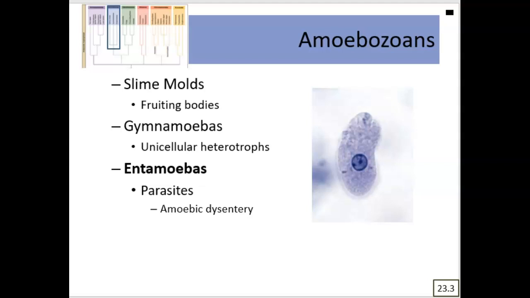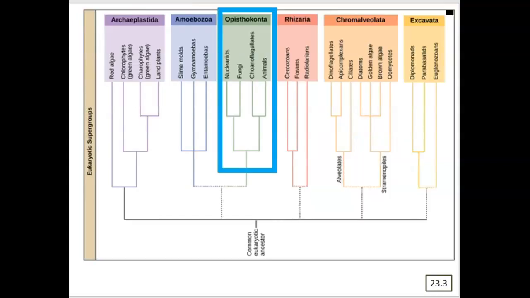All right, let's move on to our next supergroup. Also, I forgot to mention, if you look up here in the top left, I'm going to keep this phylogeny here for every slide. And so I've got it marked which one we're currently talking about. So if you ever get confused as to where we are, look up there. That'll get you oriented. All right, our next supergroup then is the Opisthokonta.